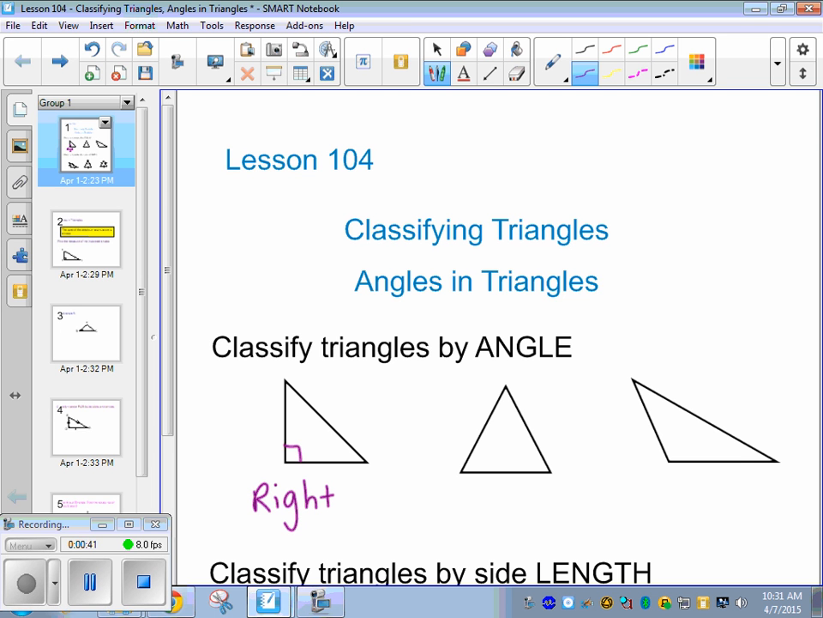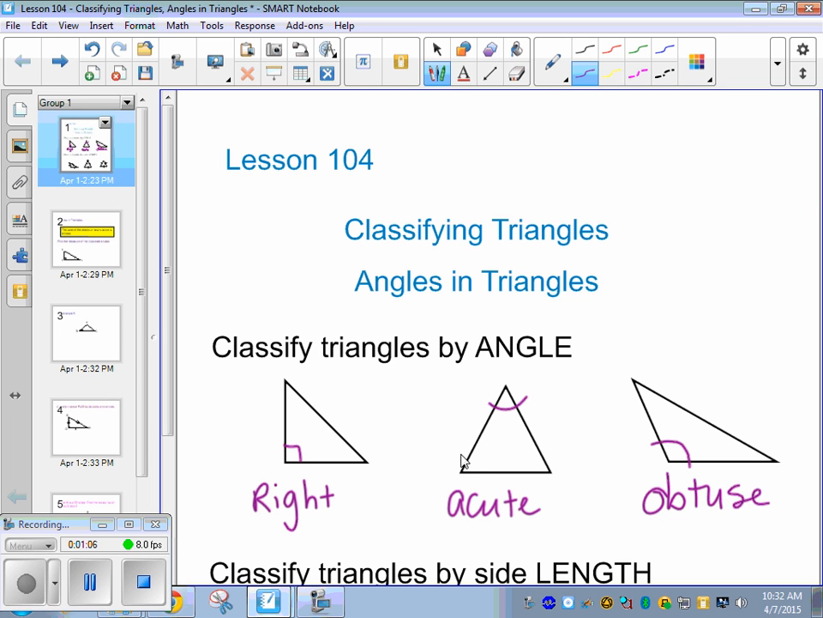And the next one, equilateral, or whatever. Oh, yes, but that's by length, so don't write that down. We're classifying by angle. Yes, acute. This is an acute triangle. And the last one, all you need is one angle bigger than 90, and this angle right here is bigger than 90 to make it an obtuse triangle.